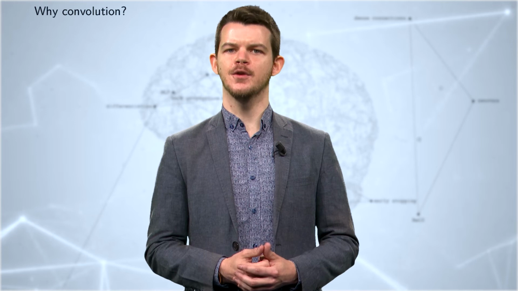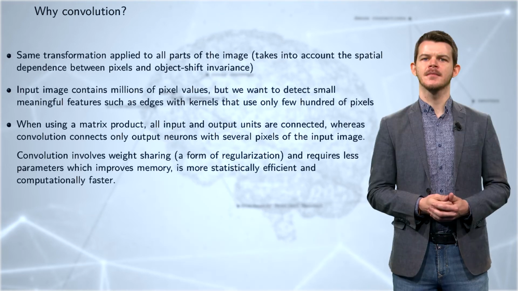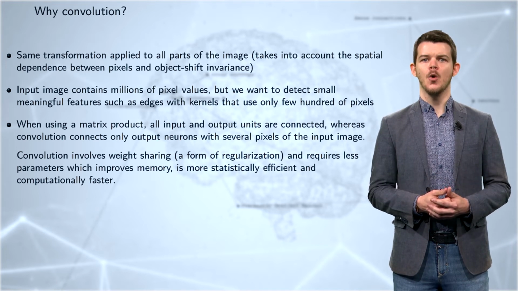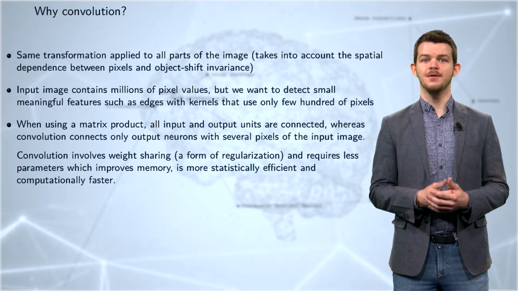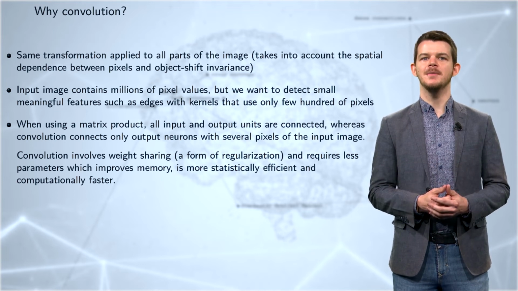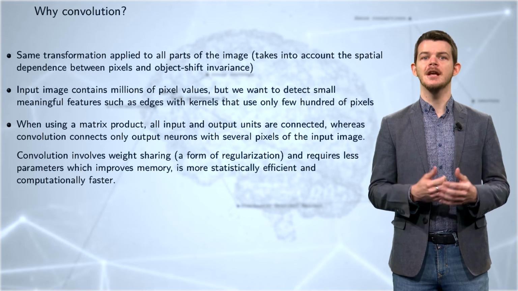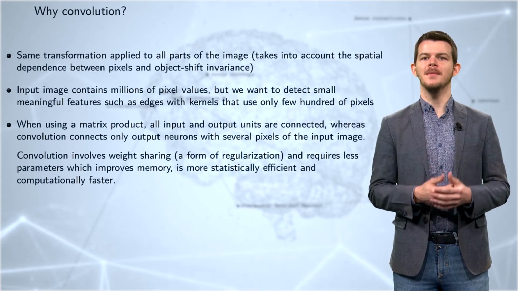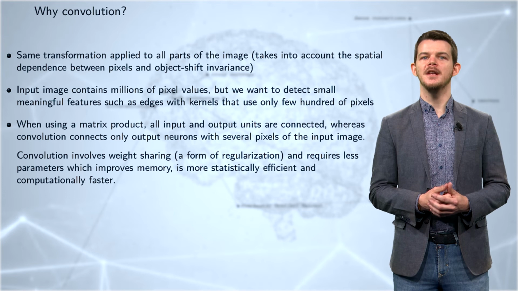So we have seen what is convolution, but why do we want to use it? Convolution consists in applying the same transformation to all parts of the image, which takes into account the spatial dependence between pixels. Convolution is also able to detect a pattern wherever it is on the image and has thus shift invariance properties. Taking into account spatial dependencies between pixels and being robust to shifts are 2 major differences between CNN and classical neural networks. Since the input image contains millions of pixel values, detecting small meaningful features, such as edges, can be done with kernels that use only a few hundred of pixels.